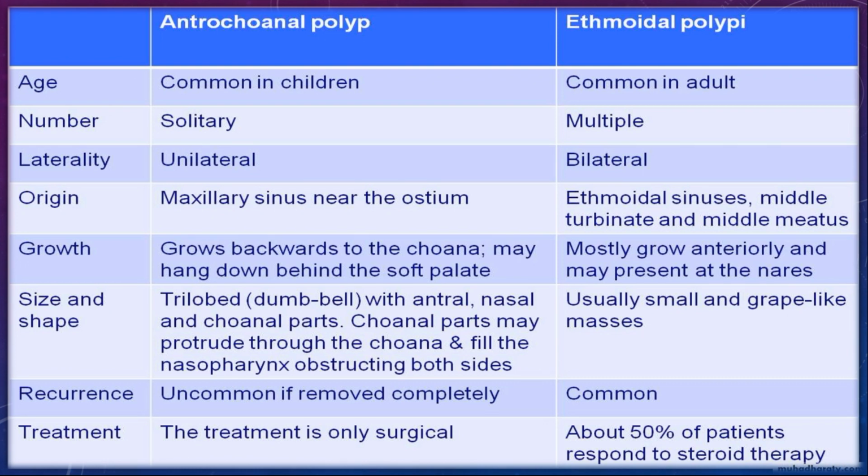And the fourth point is, multiple nasal polyps in children may be associated with cystic fibrosis, which is also called mucoviscidosis. And the last and main point is, epistaxis and orbital symptoms, if present in a patient with polyp, should always make you think of malignancy.